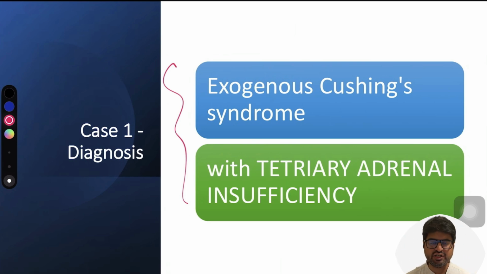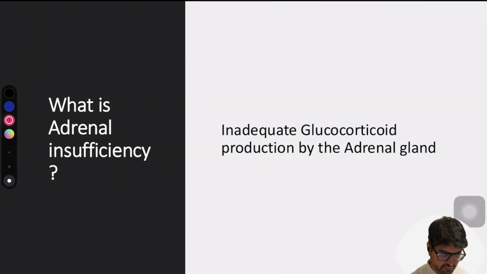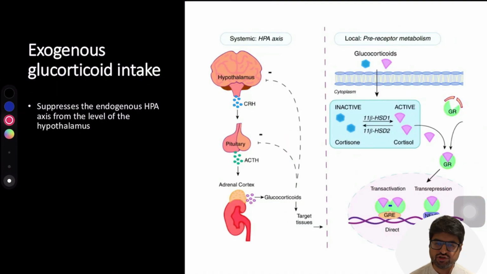It is iatrogenic Cushing. Exogenous Cushing's is the most common cause of Cushing syndrome worldwide, right? So rather than endogenous Cushing, exogenous Cushing is much more common. Now, basically, how does exogenous steroid produce adrenal insufficiency? Like I already told you this, you take glucocorticoids from outside.